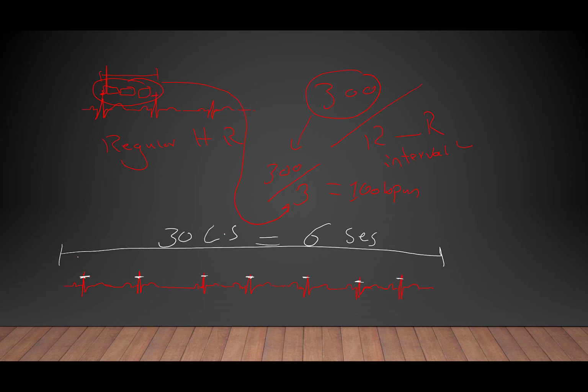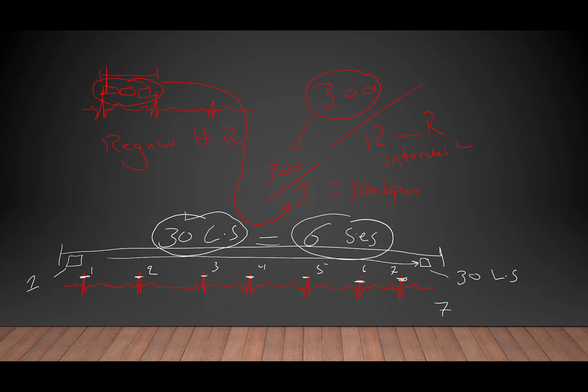For example, if we start here, this is the first large square, and through this point is the 30th large square. So how many R waves do we have here? For example, 1, 2, 3, 4, 5, 6, and 7. So here we have 7 R waves during 30 large squares, or 6 seconds. So multiply by 10, equal to 70 beats per minute. This is how we calculate the rate in ECG if the heart rhythm is irregular.